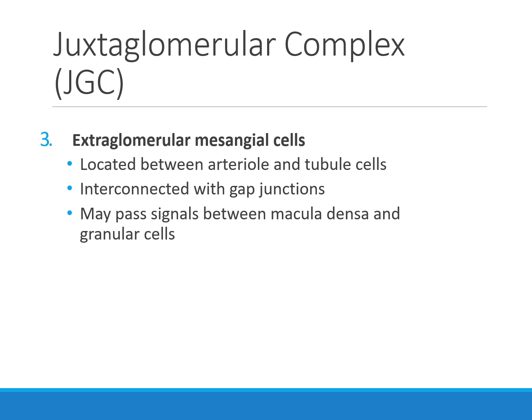Then finally, what's in between those two sets of cells that I just talked about are called the extraglomerular mesangial cells. So they're located in between the arteriole cells, those granular cells, and the tubule cells, the macula densa, and they're interconnected with gap junctions. So they send signals back and forth between those macula densa cells and the granular cells.